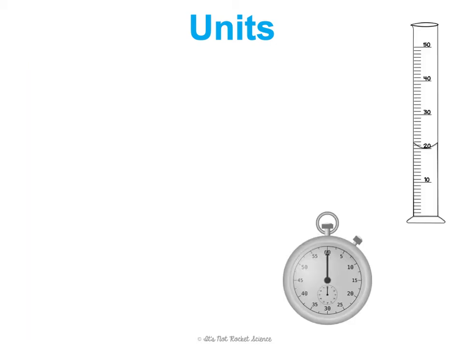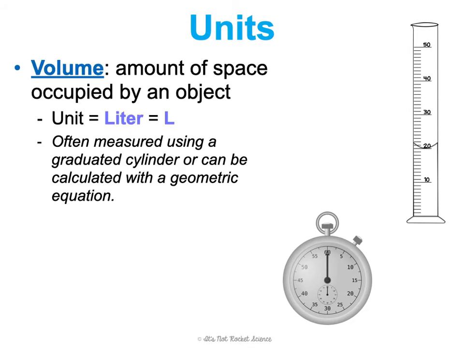Next units that we have we're going to have volume. So volume actually is a unit that has been derived. It's not an official SI unit. It comes from a derived unit. So volume is going to be the amount of space occupied by an object. The unit for volume is going to be liters. And we can calculate liters with either some type of graduated cylinder, or we could use the metric equation that we have for liters, which we'll learn at a later time.